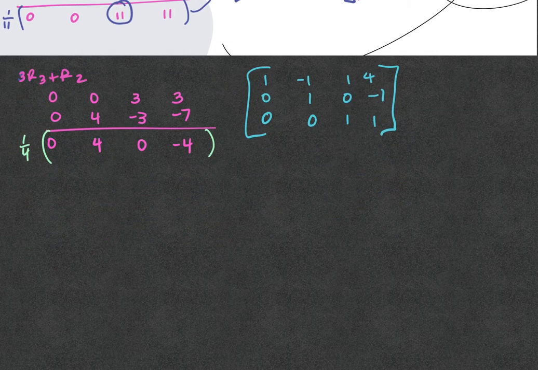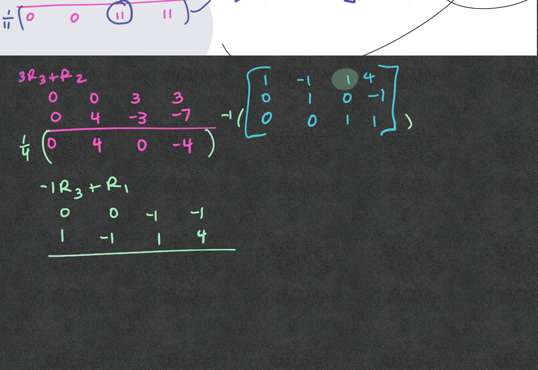I need to get a 0 here. How does that happen? Good. Have to use row 3 with that one, right? Because there's nothing I'm going to be able to multiply row 2 that's going to cancel it out. So I don't want to cover up there. So I'm going to do negative 1, row 3 plus row 1. 0, 0, negative 1, negative 1, plus 1, negative 1, 1, 4. I get 1, negative 1, 0, 3. That replaces row 1.